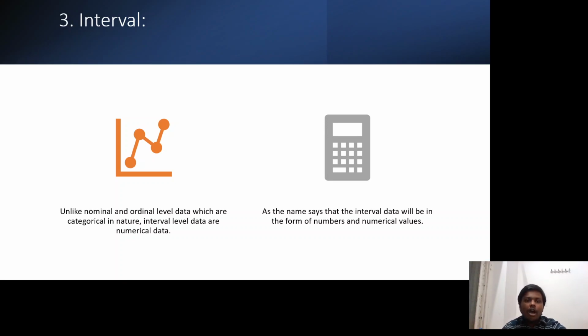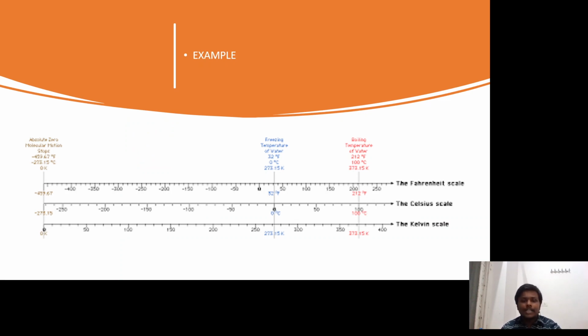Interval data always appears in the form of numbers or numerical values, which show the distance between two numbers in a standardized or equal way. For example, interval data includes temperature and year. With interval data, the zero point is arbitrary.